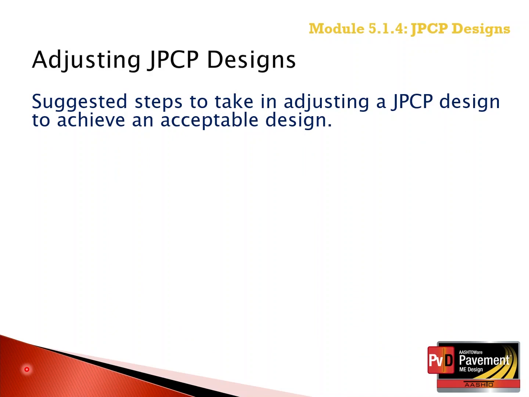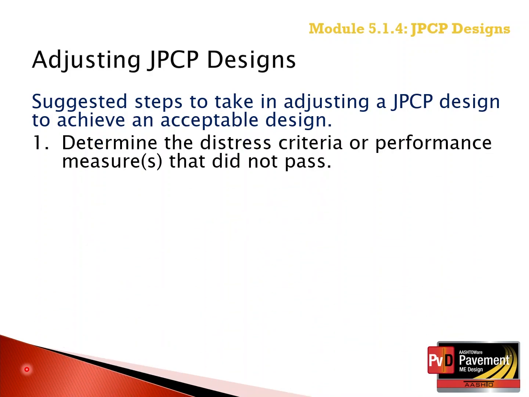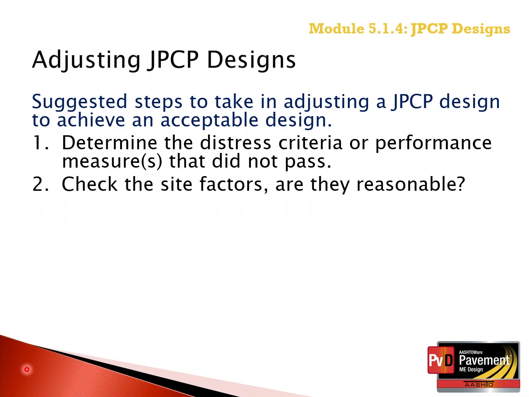Some suggested steps to take in adjusting a JPCP design to achieve an acceptable design are noted on this slide. The first is to determine the distress criteria or performance measure that did not pass. So which one is controlling our design and needs to be reduced? The second is to check the site factors to make sure they are reasonable for design.